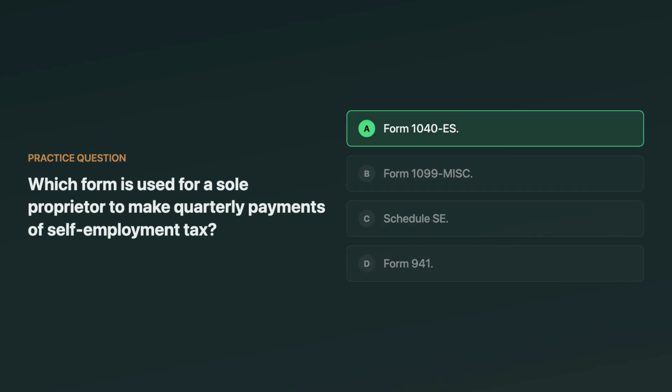The answer is Form 1040 ES. That's the voucher system for quarterly estimated tax payments, and those payments generally cover both income tax and self-employment tax for a sole proprietor. Schedule SE is tempting because it calculates self-employment tax, but it's filed with the annual return. It's not how you make quarterly payments.